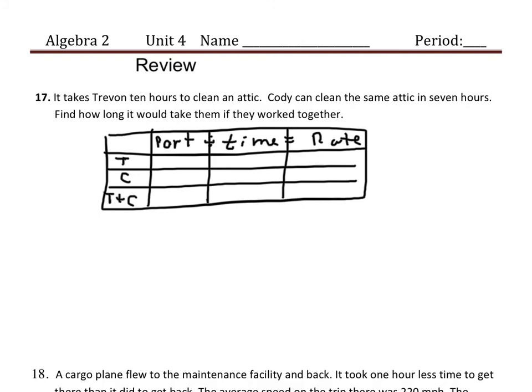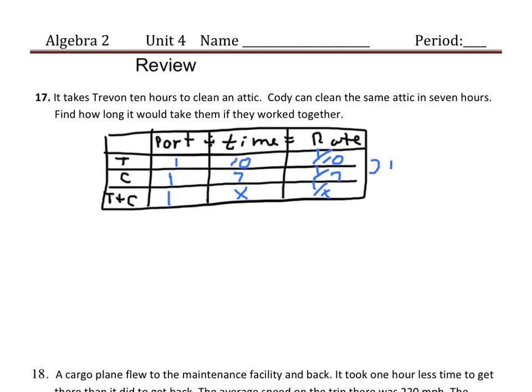Now, in working through each of these, first of all, Trevor does the whole thing in 10 hours. Cody can do the whole thing in 7 hours. And together they can do the whole thing in x hours. Figuring their rate, Trevor is 1 over 10, Cody can do 1 over 7, and together 1 over x. There's our equation.